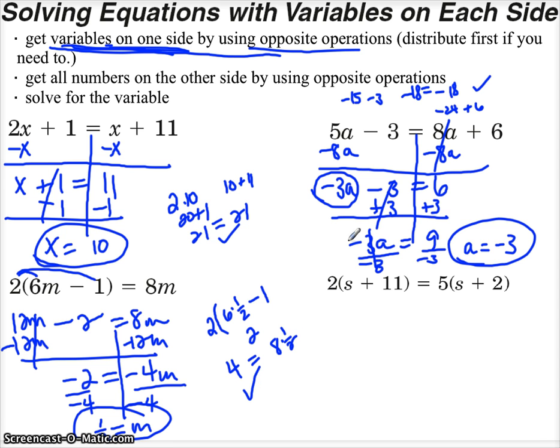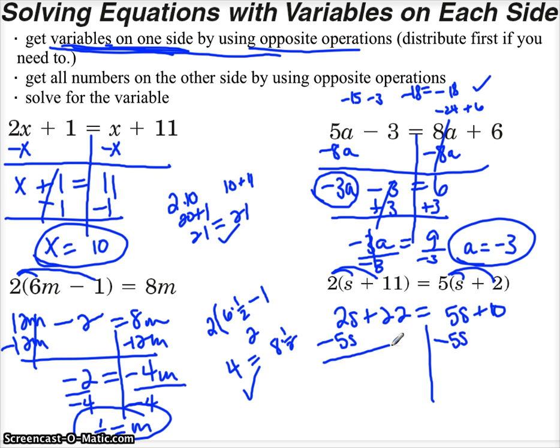Next one, it looks like I have to distribute on both sides. So on the left, 2s plus 22 equals, on the right, 5s plus 10. So variables on one side, minus the 5s and get them over there. So on the right I have 10. On the left 2s minus 5s is negative 3s plus 22. And there's my variable term. So minus the 22.